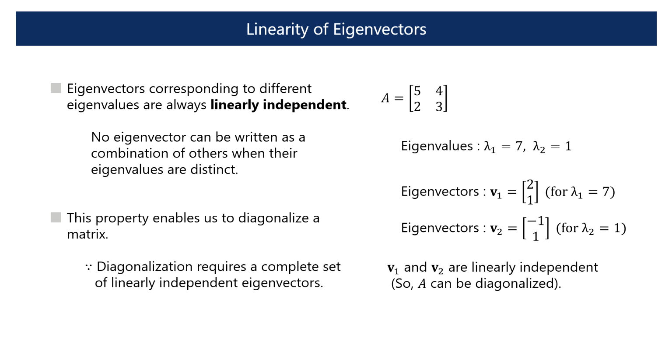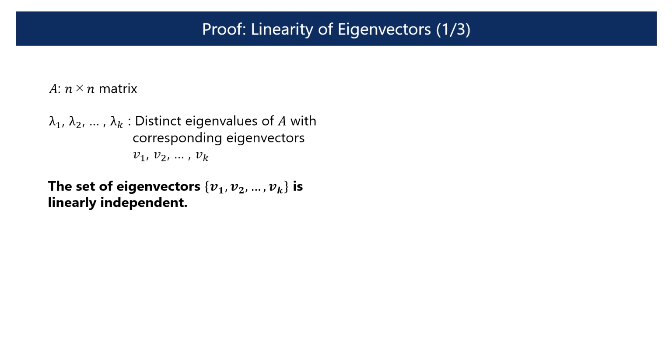Let's take an example. For this matrix A, the eigenvalues are lambda 1 equals 7 and lambda 2 equals 1. And their eigenvectors are these v1 and v2. These two eigenvectors are linearly independent, so the matrix A can be diagonalized. Let me show you the mathematical proof of this property.